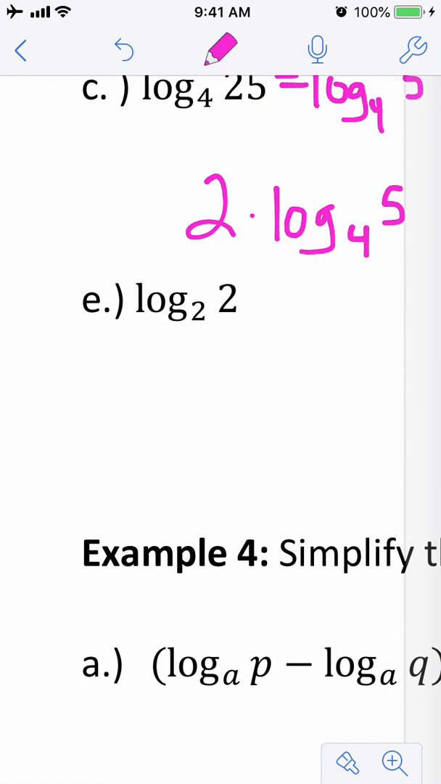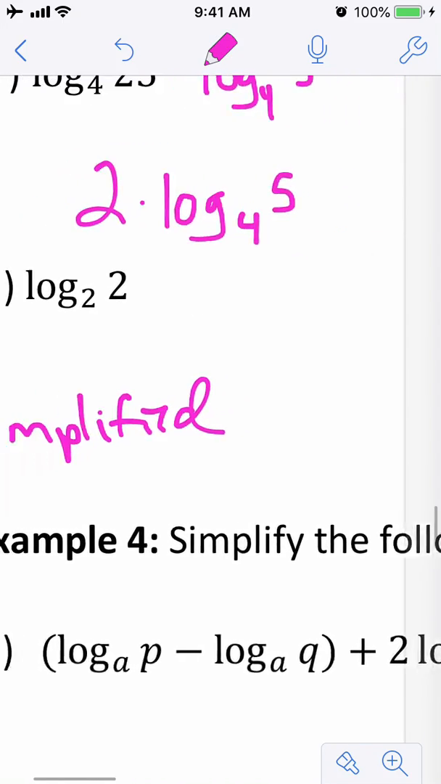Moving right along, we have log base 2 of 2. Well, log base 2 of 2 doesn't really do much, right? 2 is a prime number. You can't really take a power out of that one. Technically, you could take out a power of 1, but that doesn't really help you. So this would be simplified, because it's prime.